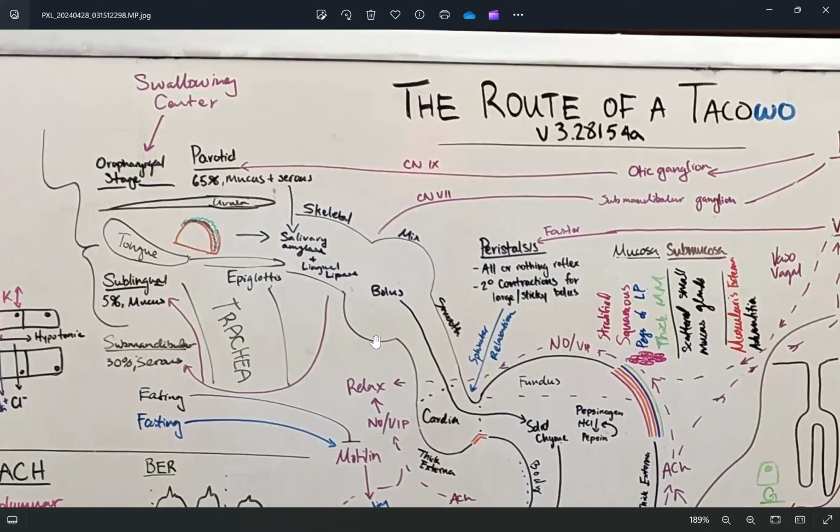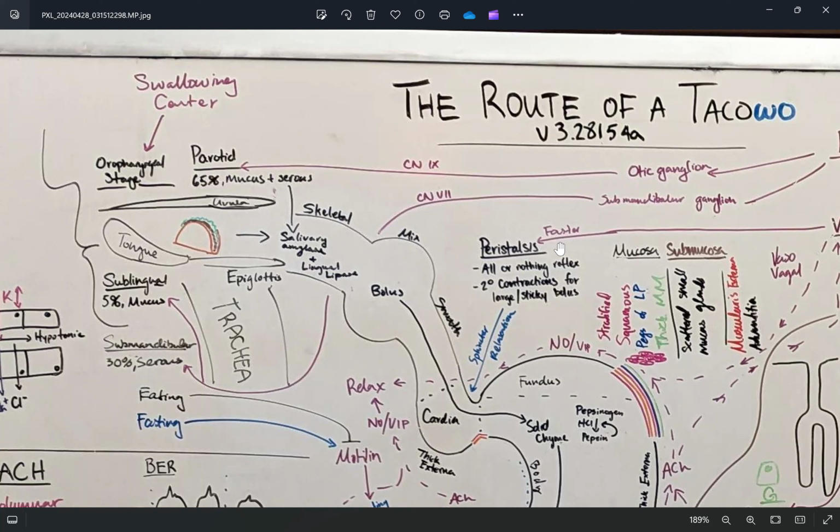As you swallow, you move into your esophageal stage, which is your peristalsis. Peristalsis is an all-or-nothing reflex. Once you start it, it will continue all the way down the rest of the esophagus until it is finished. It does not stop partway. It is not a giver-upper, it's a hard worker. You also have secondary contractions, which help move a larger or sticky bolus down your esophagus as well.